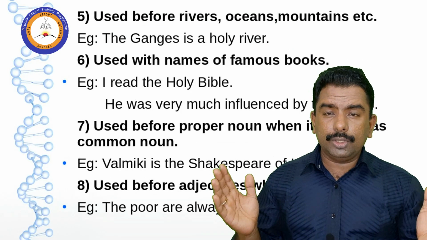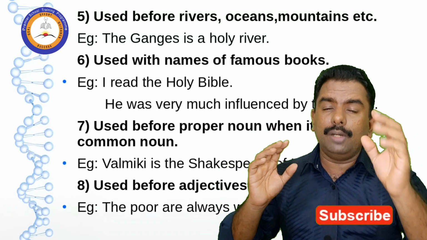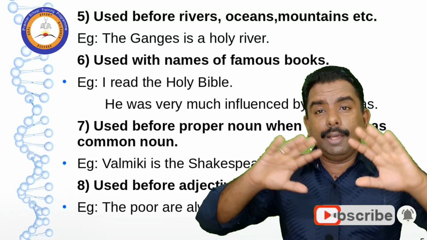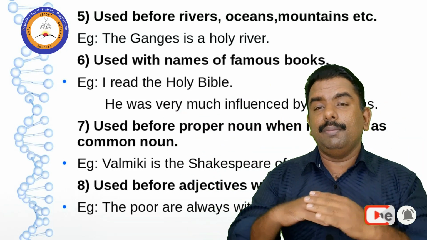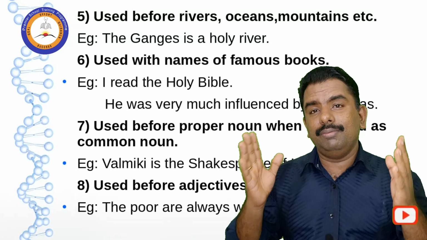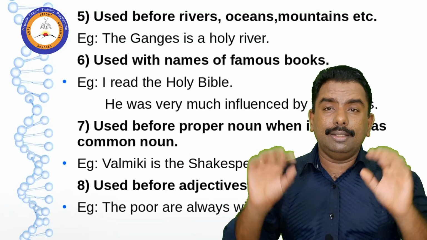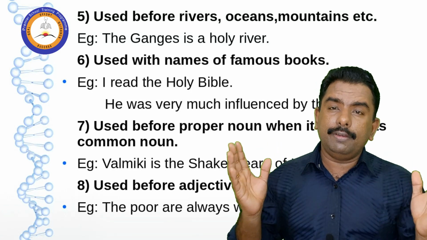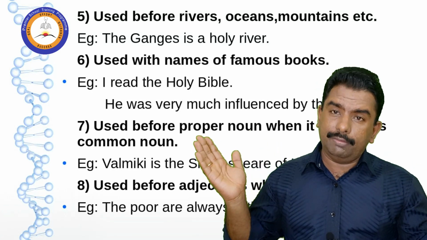Fifth one, used before rivers, oceans, mountains, etc. We will use the definite article 'the'. The Ganges is a holy river.